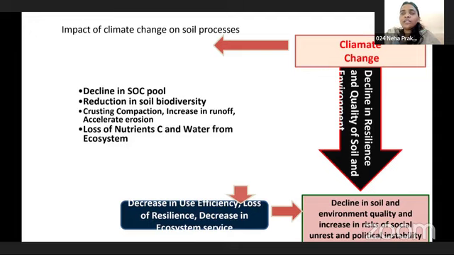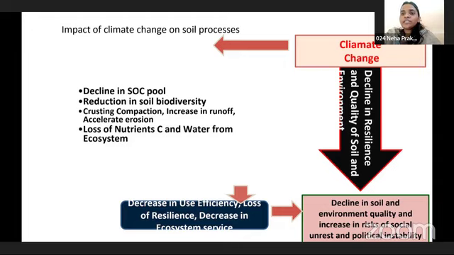However, continuous tillage practices lead to crusting and compaction, and there is formation of a hard pan, so that water gets locked on the surface. There is no entering of water into the depth of the soil. Many farmers are facing that problem due to the heavy application of machinery in their fields. So this leads to compaction, an increase in runoff, and accelerated erosion. There is also a loss of nutrients, carbon, and water from the ecosystem.